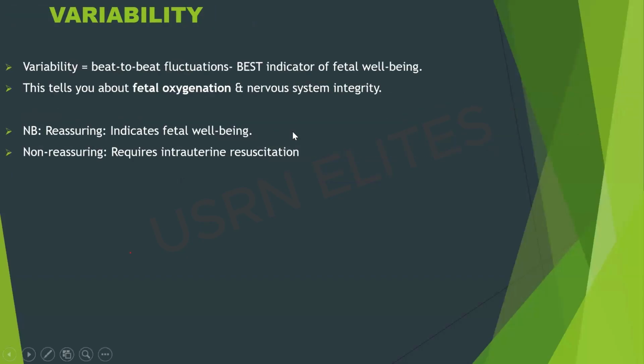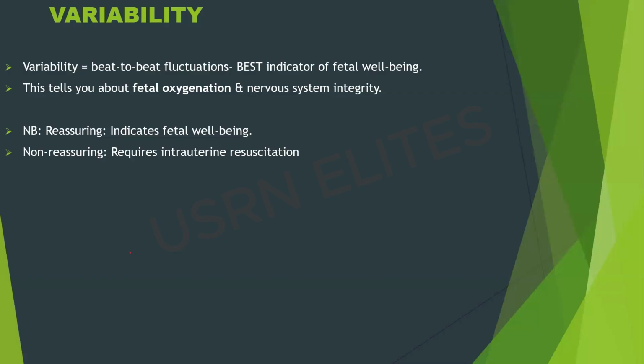With variability, we've already talked about all these things, so we're just brushing over it. We are looking at beat-to-beat fluctuations. When you are monitoring the heart rate, it keeps fluctuating: 130, 131, 128, 130, 114, something like that. That is what we call variability, beat-to-beat fluctuations.